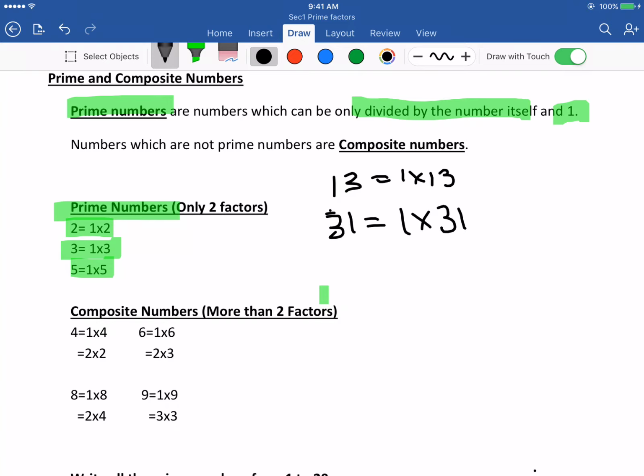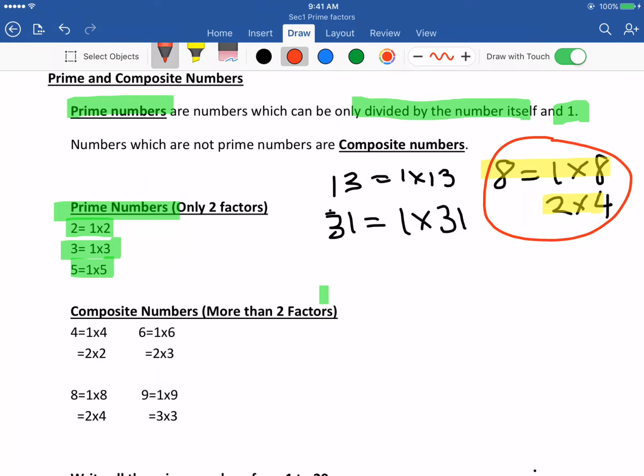However, let's say for another example, 8. Is 8 a prime number? It isn't. Why? Because the factors of 8 can be 1 and 8, and also 2 and 4. Because there are more than 2 factors, 8 is not a prime number. So what kind of number is 8? 8 is what we call a composite number.